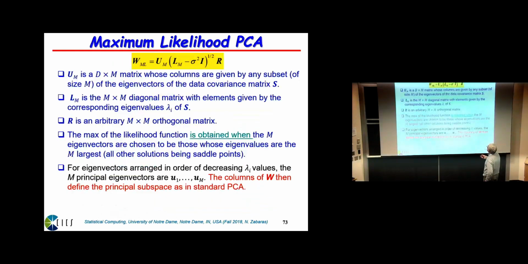UM is a matrix of magnitude D times M, and at the end of the day, its columns are given by the subset of the eigenvectors of the data covariance matrix S. So not surprising, right, that the m principal eigenvectors of the sample covariance come to define that U. Lm is an m by m diagonal matrix that consists of the m largest eigenvalues of the sample covariance matrix. And R is an arbitrary rotation because I told you you can only compute W up to a rotation. Okay? So effectively, it seems that PCA is there.